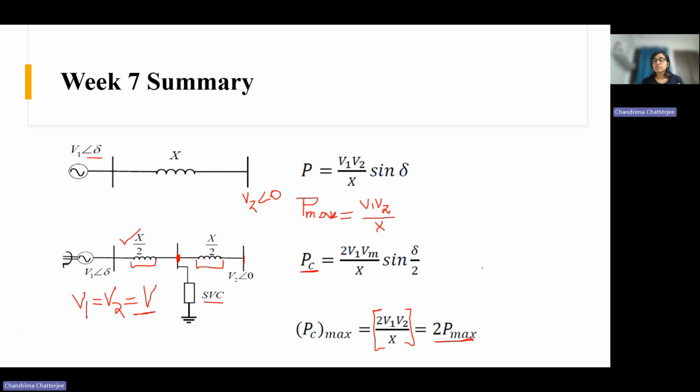So this is obviously an advantage, because by providing this compensation, we can transfer a steady state power which is double the power of the uncompensated line. Okay, this is double the power of the uncompensated line.